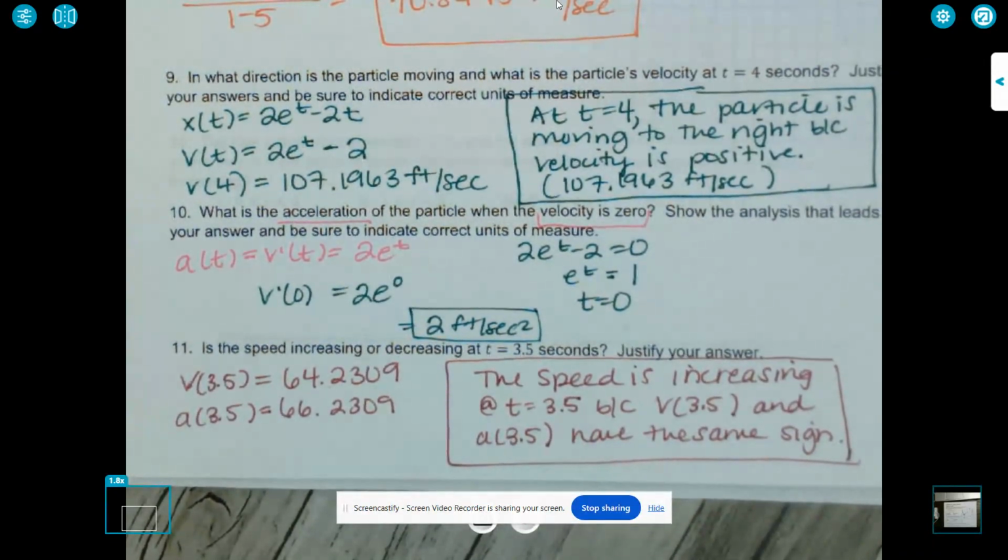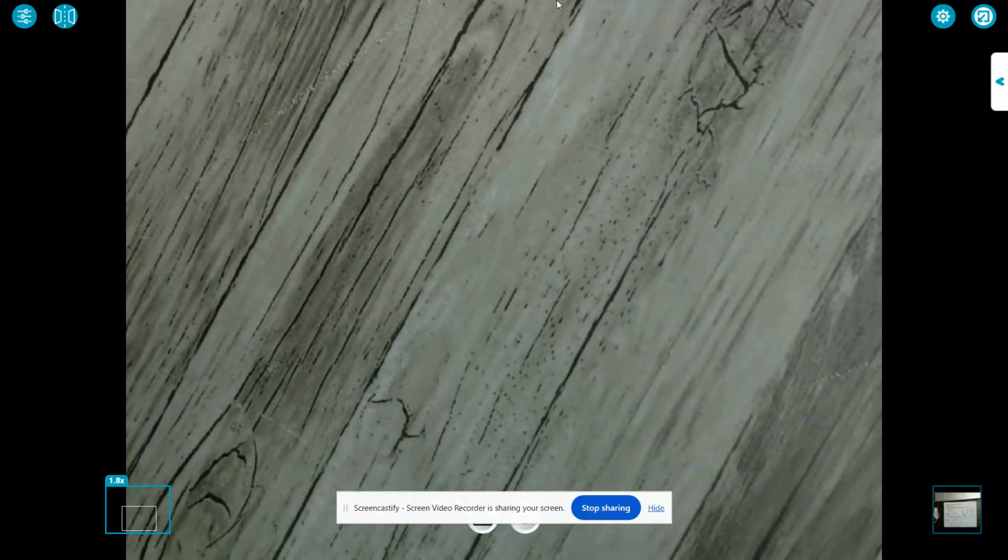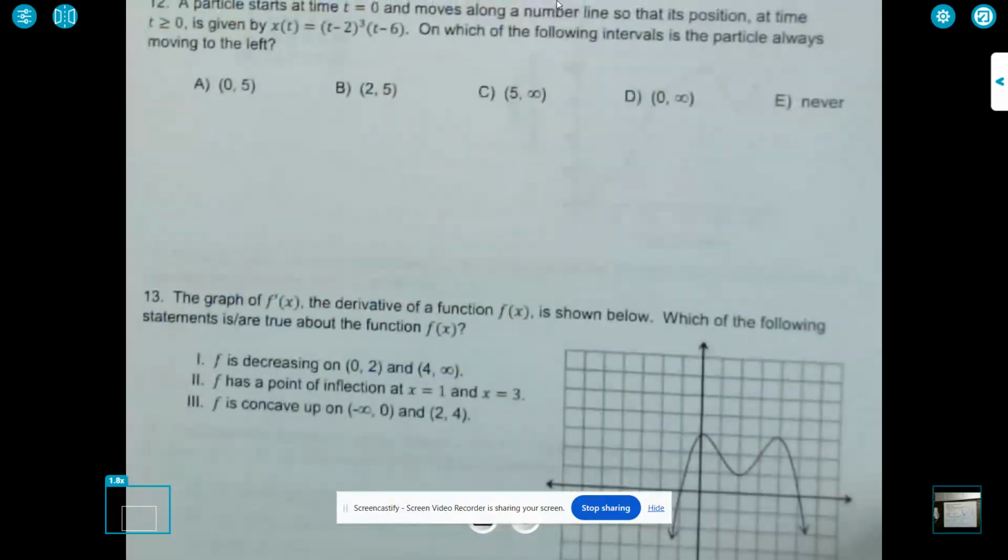All right, so that ends the calculator active portion of your review. Okay, so now we're going to move into the calculator inactive portion. All right, so this is the one I was talking about a minute ago.